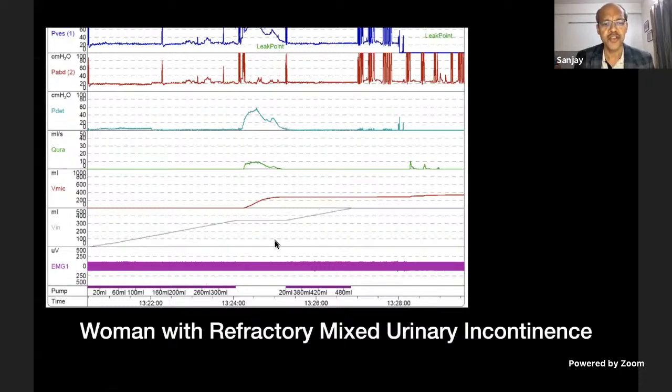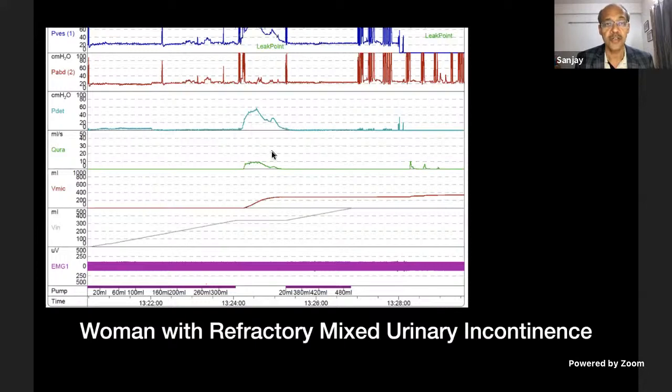So take a look at this patient, and let's say, for instance, she has refractory mixed urinary incontinence. And this is where we have been filling the bladder up to this point. And you can see here straight away that there is a high pressure, there's a phasic contraction during filling, and the patient has leaked a substantial amount of urine. It's like 250 ml of urine which has come out with this phasic contraction. So this patient has detrusor overactivity incontinence.